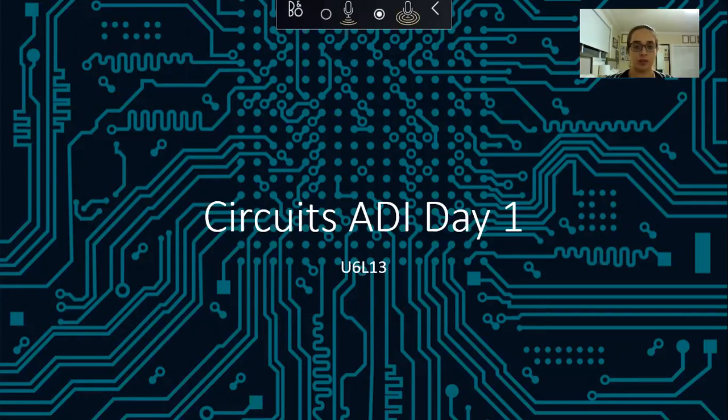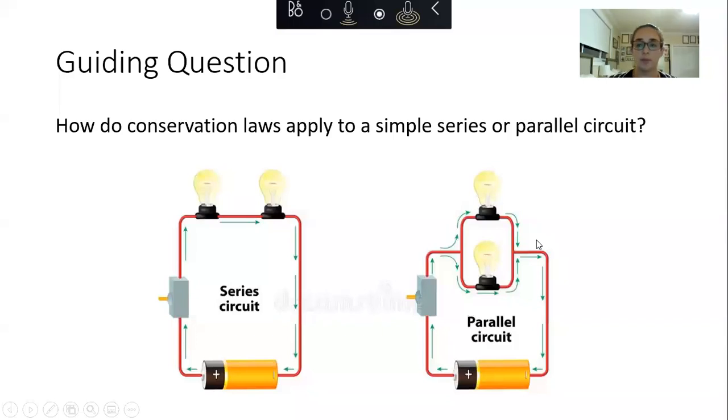Today we are going to start our Circuits ADI. We're going to be performing an ADI like we normally would when we were back in school, except that we're going to be doing our explanation virtually instead. The guiding investigation is: how do the conservation laws apply to simple circuits, both series or parallel?